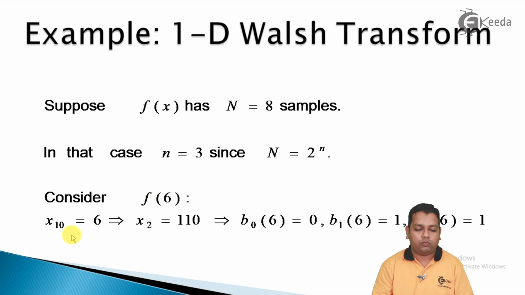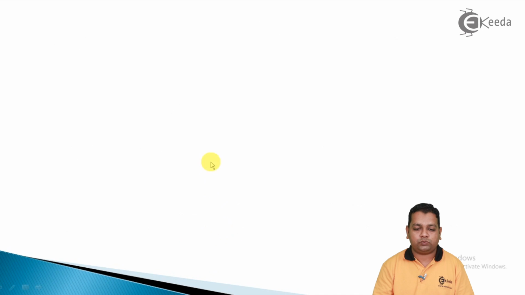So x in base 10 equals 6. That implies x in binary is 110. B0 of 6 is equal to 0, B1 of 6 is equal to 1, and B2 of 6 is equal to 1. So the positions in these binary representations, 0, 1 and 1, are represented by B suffix 0, 1 and 2. This is very important as we work with the Walsh transform.